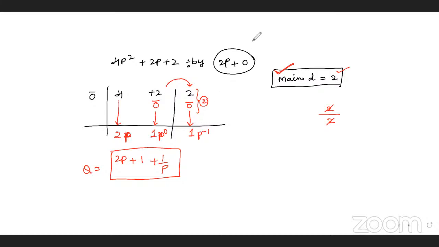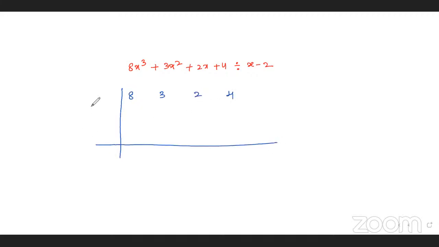Okay. Let me take here another example to clear this concept. Suppose 8x cube plus 3x square plus 2x plus 4 divided by x minus 2. Okay, x minus 2. So 8, 3, 2, 4. Right. Observe very carefully.